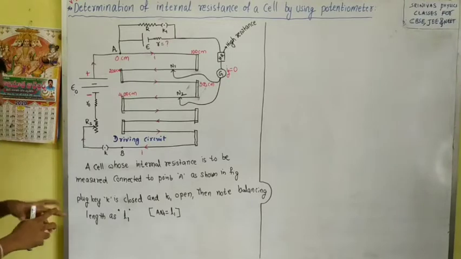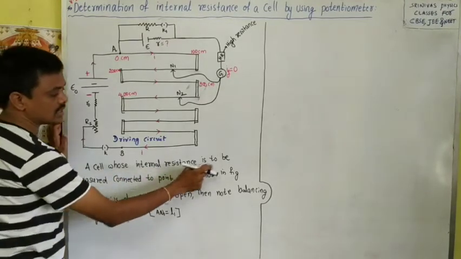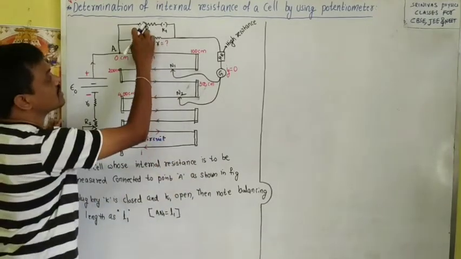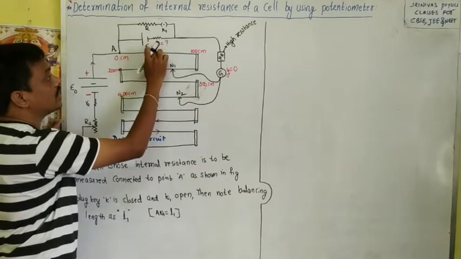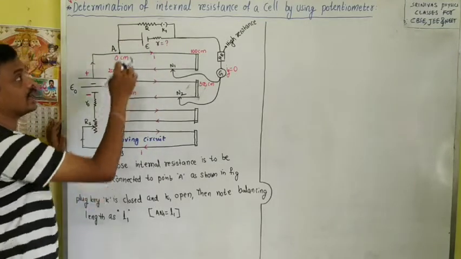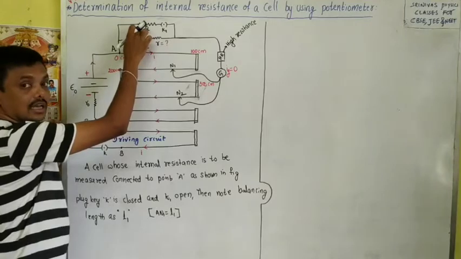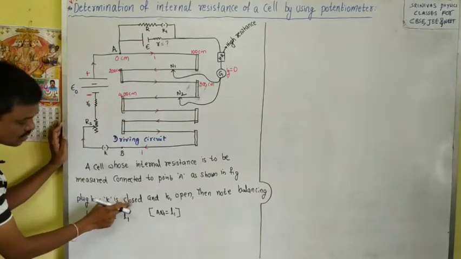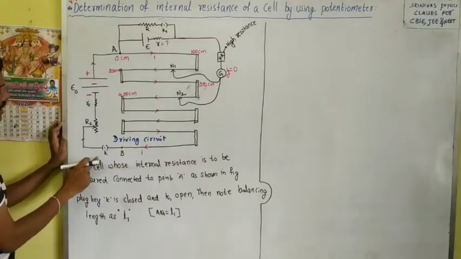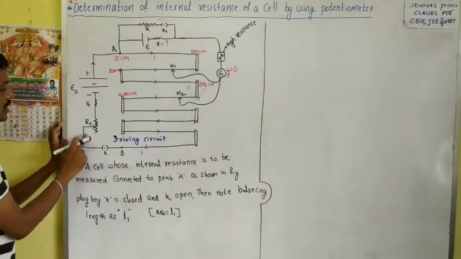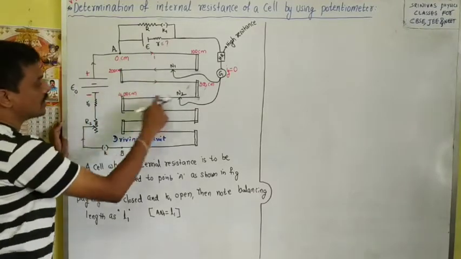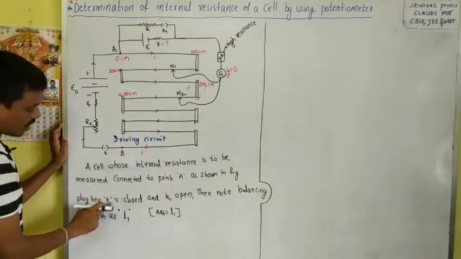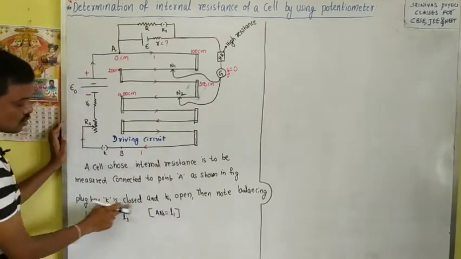It is very simple. The cell whose internal resistance is to be measured is connected to point A as shown in the figure. Across that cell I connect a resistance capital R in parallel. First, the plug key K is closed and K1 is open. When K is closed, the current I flows through the potentiometer wire.